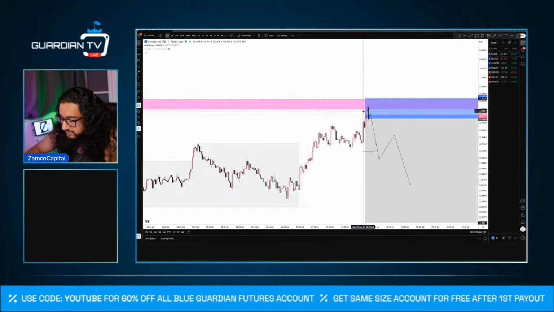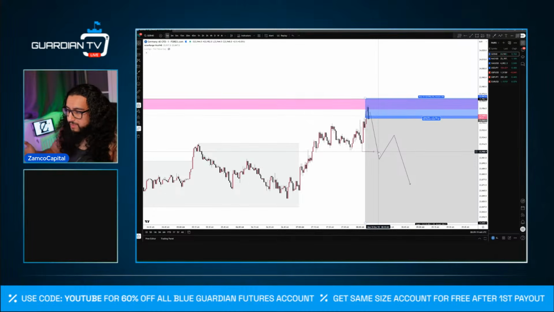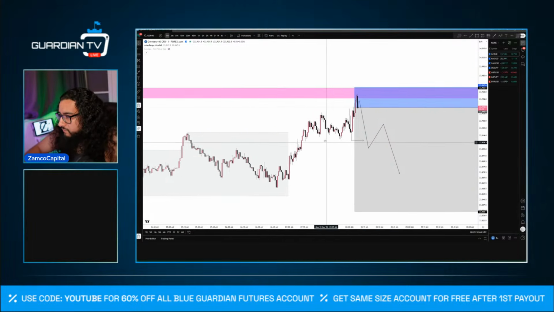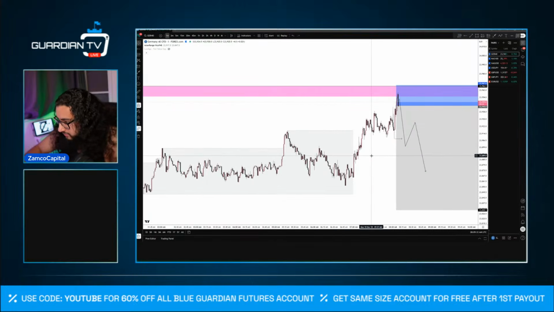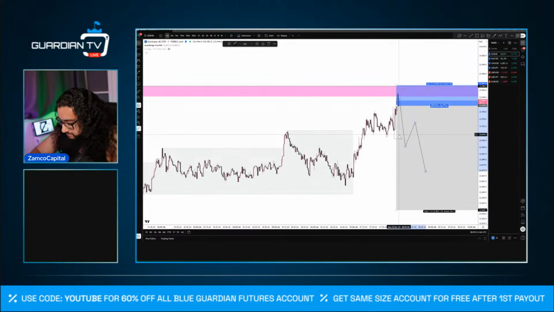This is a very risky entry. I've just entered just because we've tapped the zone. But when you wait for a confirmation like this, this will indicate to you that it's a strong zone and it's a valid zone because we are getting a market structure shift and the trend is shifting towards bearish. So that's a safer way to go about it. I just entered because I'm bored. But we'll see what happens. We shall see.